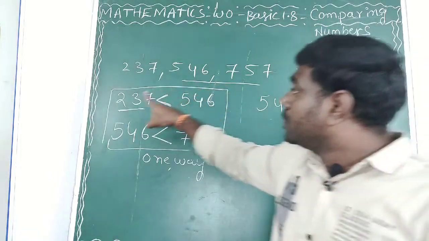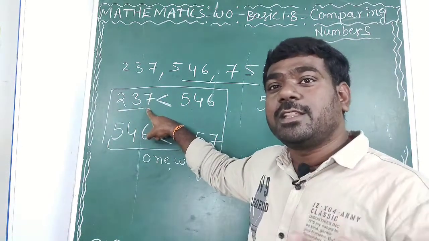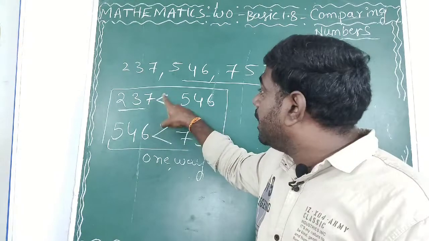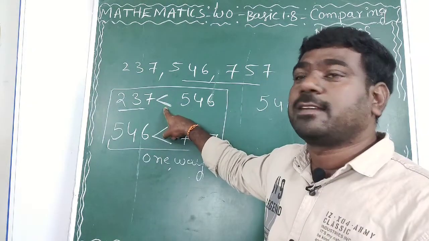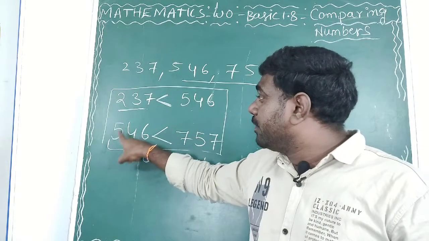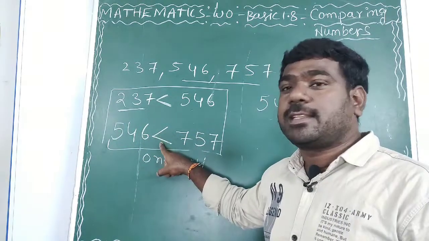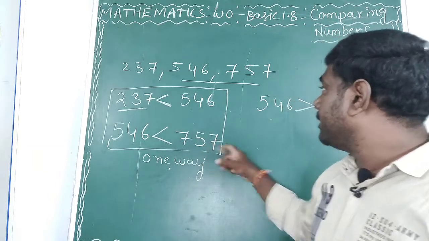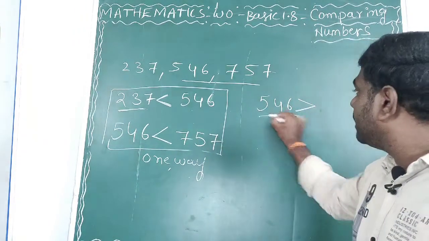See here, 237. What is the position? It is lesser than 546. Here 546 is lesser than 757. Now what is the first number here?